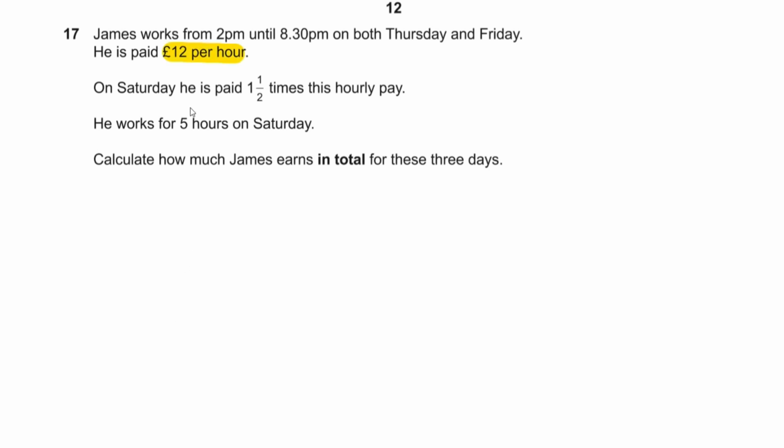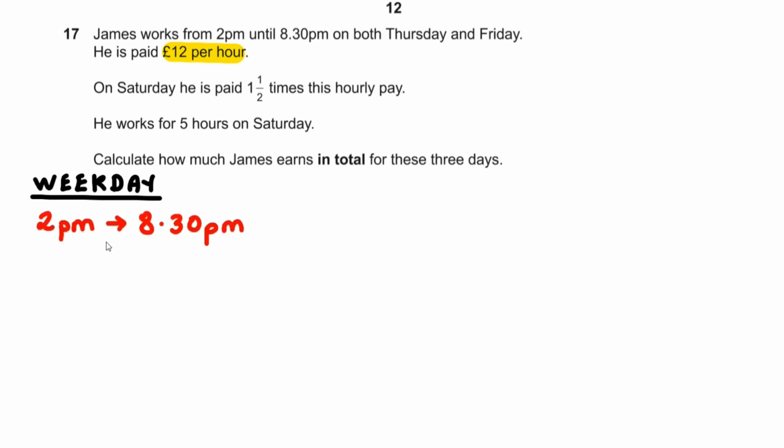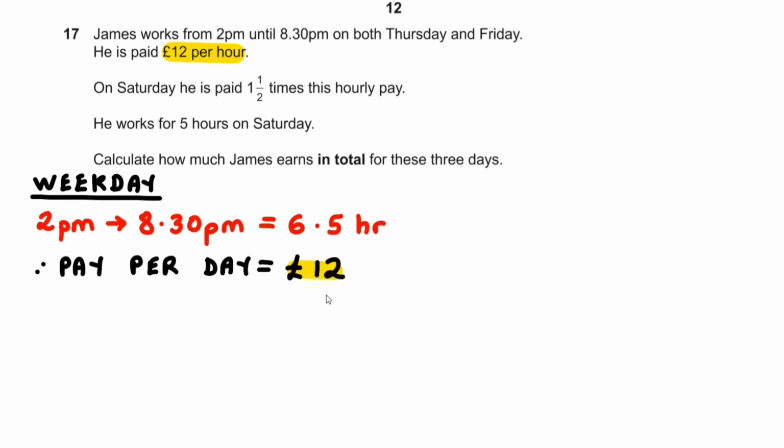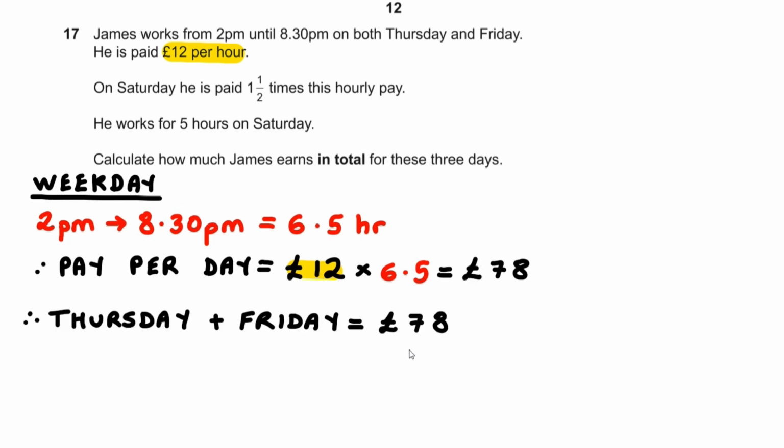So he's paid £12 per hour. So on the weekday, from 2 p.m. to 8:30 p.m, that's 6.5 hours. So the pay per day, that's equal to £12 multiplied by the 6.5, which is £78. So the pay for Thursday and Friday, that's 78 multiplied by 2 because we've got 2 days, that's £156.